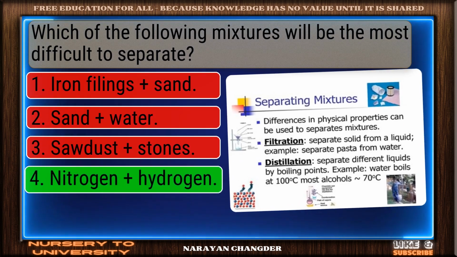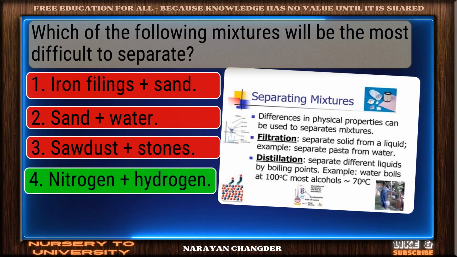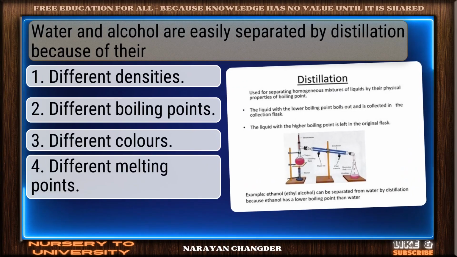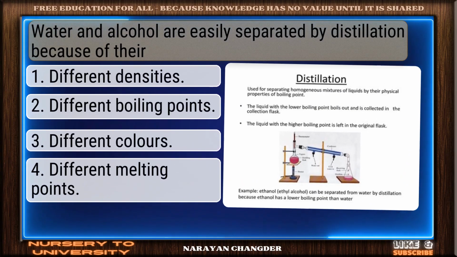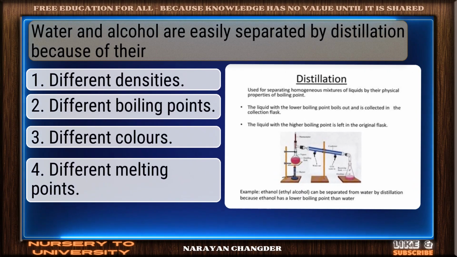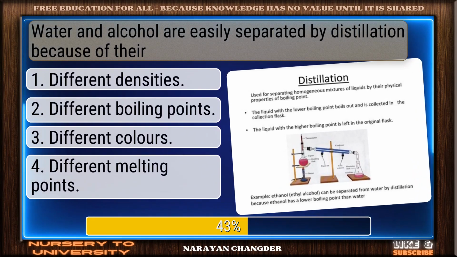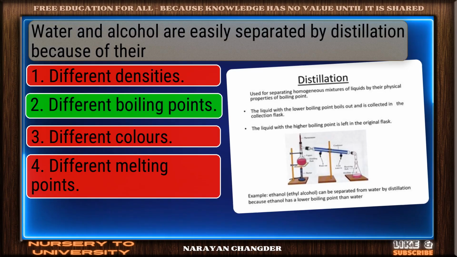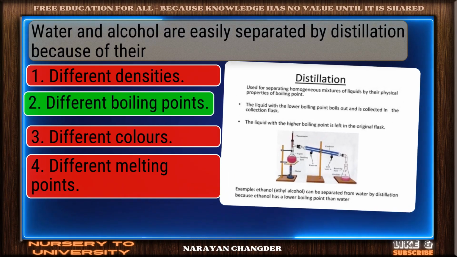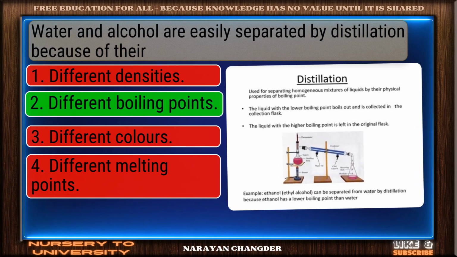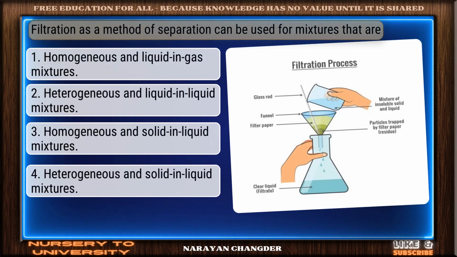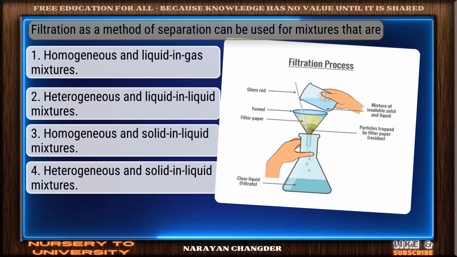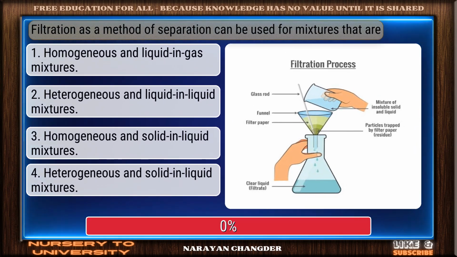Exactly. Nitrogen plus hydrogen makes sense, and it is the right choice. Question number 95. Water and alcohol are easily separated by distillation because of their? Excellent choice. Different boiling points is the right answer. Question number 96. Filtration as a method of separation can be used for mixtures that are?